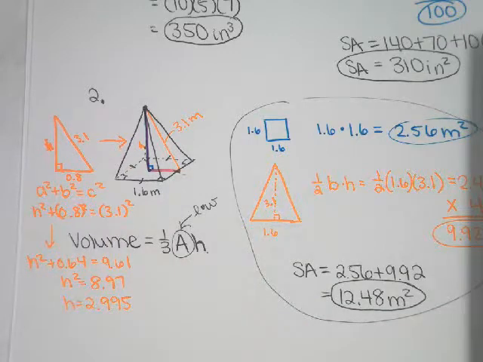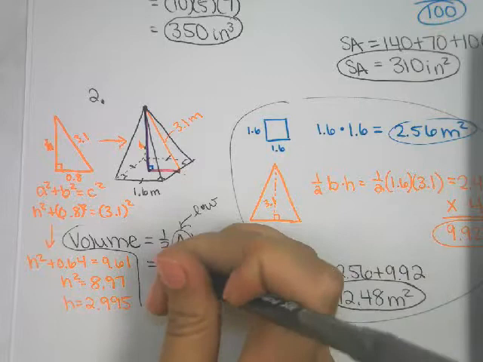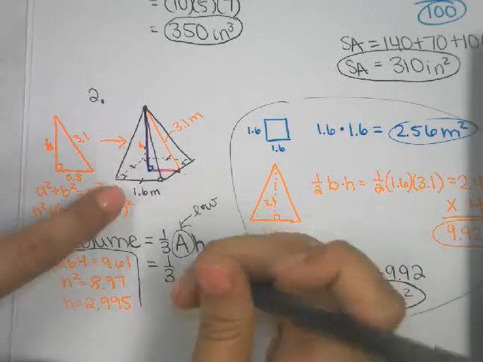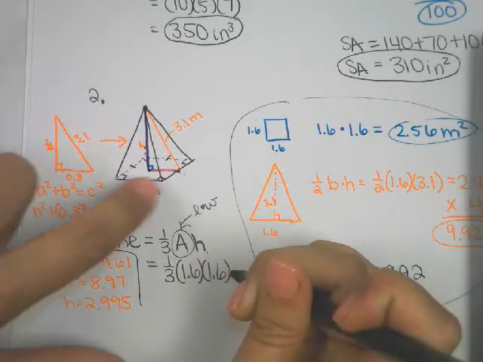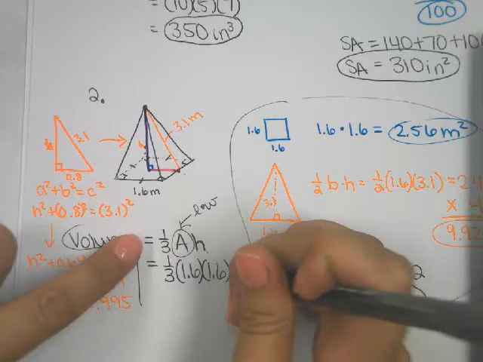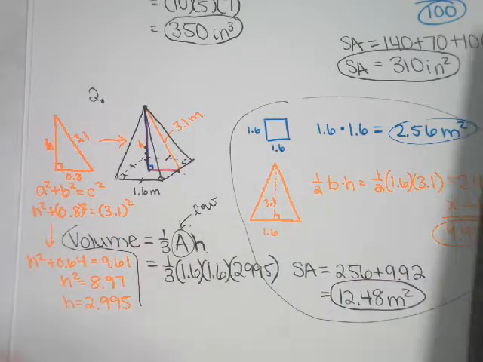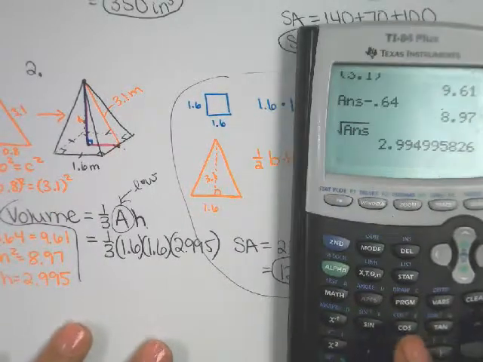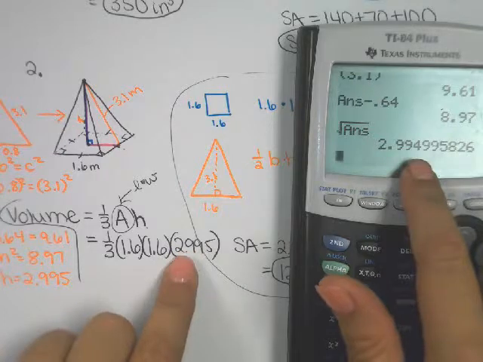So sometimes we have to use other stuff that we know in order to help us find pieces. So when we plug into the volume formula, 1/3, we have the length and the width, 1.6 times 1.6, because that's the length and the width of the base. And the height is what we just found here, 2.995. Now, anytime you can keep numbers in your calculator, it's going to make your answer more accurate. So this number is actually this number. Okay, this is just rounded.